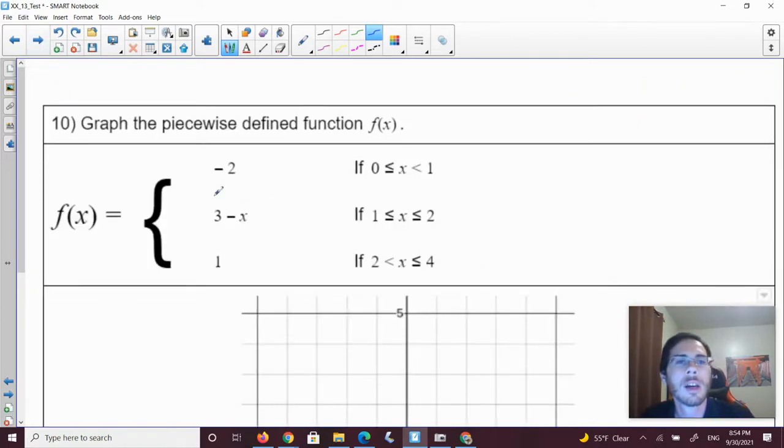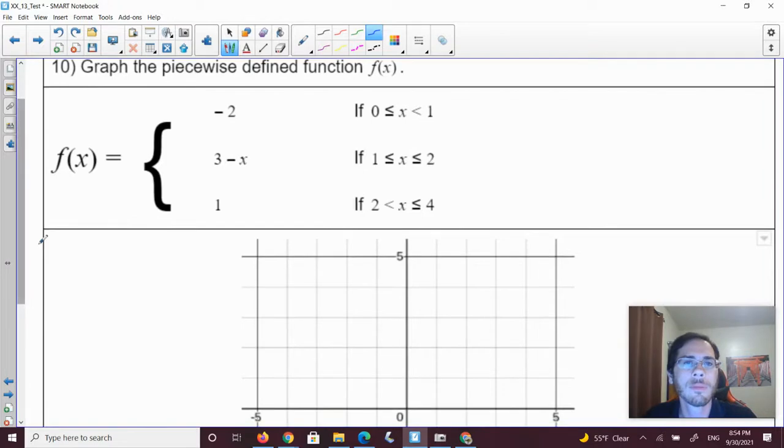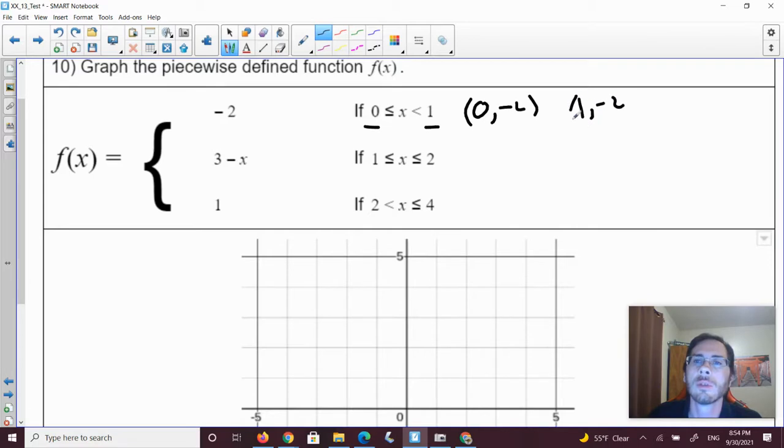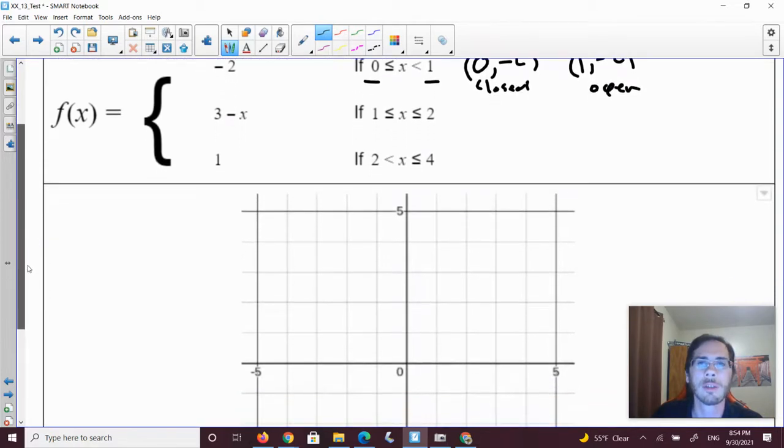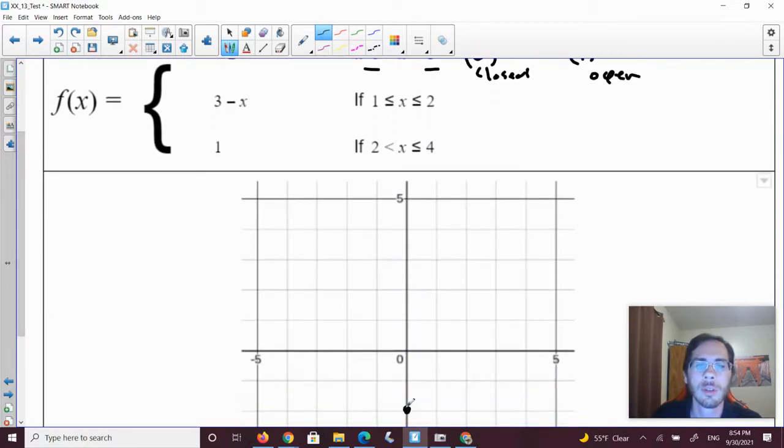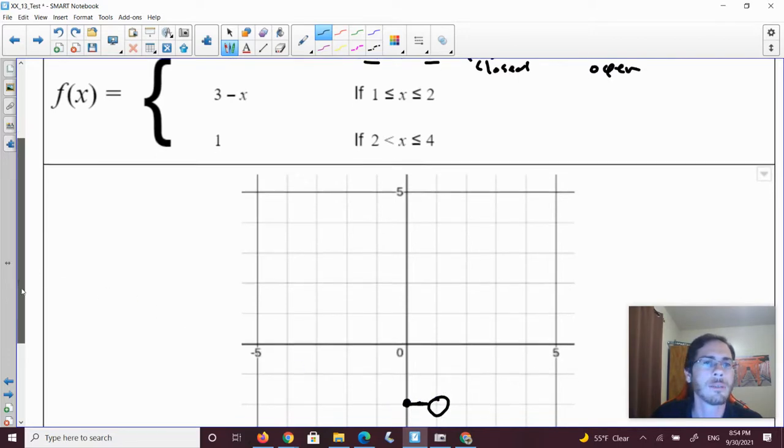All right. Number 10, we have to graph another piecewise function. So again, this right here, -2 is a constant. So we know we just want to take each of our x values and match them with -2. So 0, -2, 1, -2. This one's going to be closed because it's got the little or equal to sign. This one's going to be open because there's no little or equal to sign. So let's just go ahead and graph those right now. 0, -2, closed, 1, -2, open, and we'll connect it with the line.